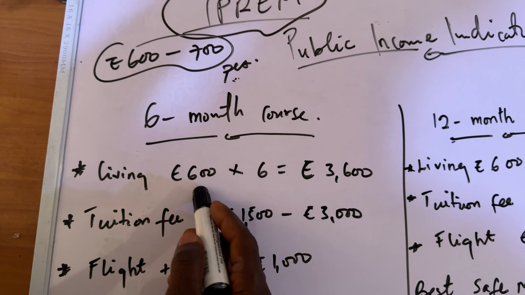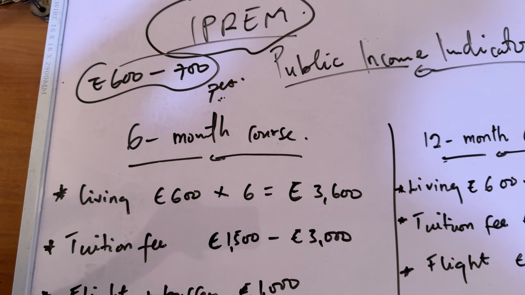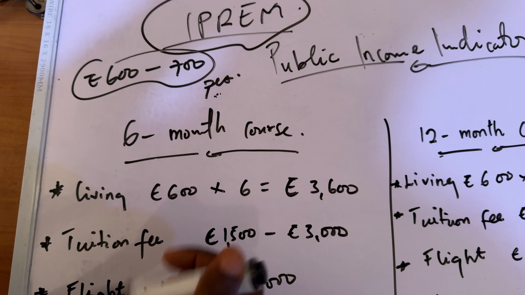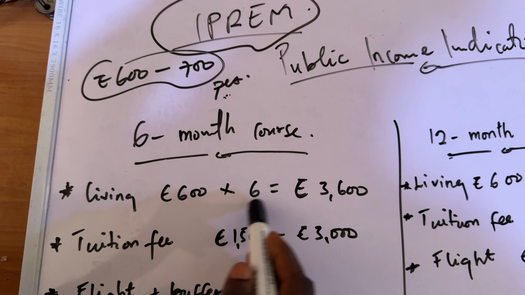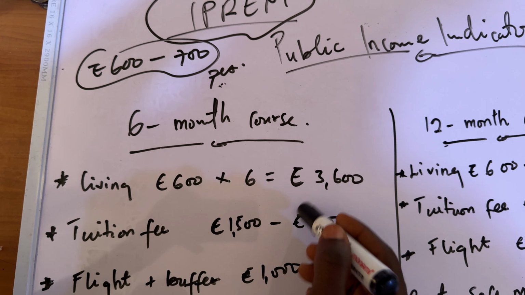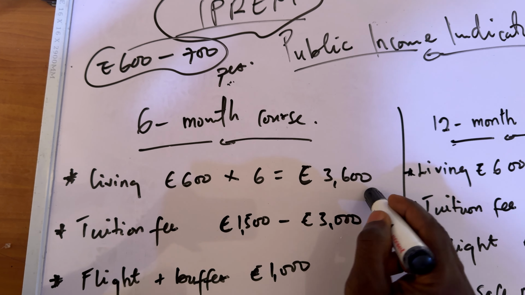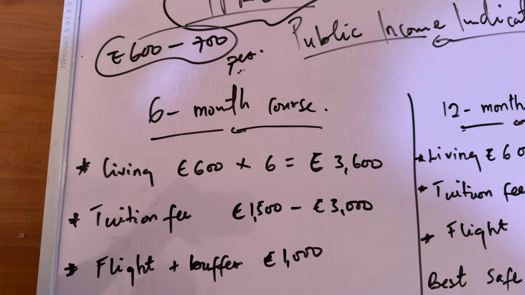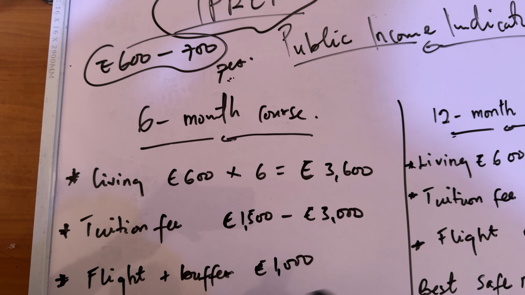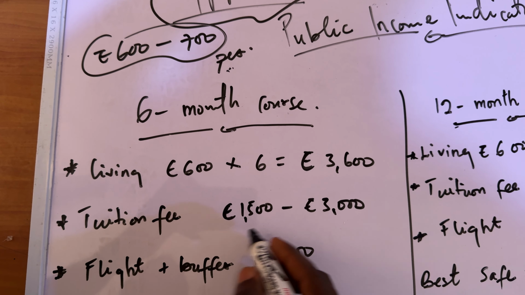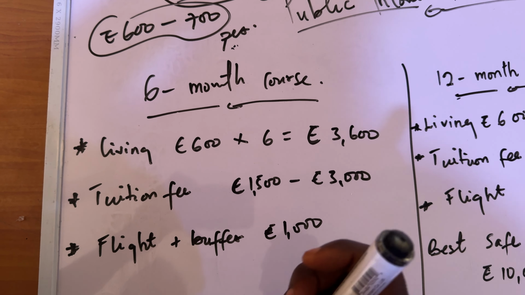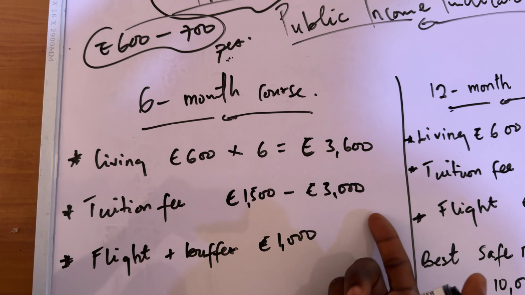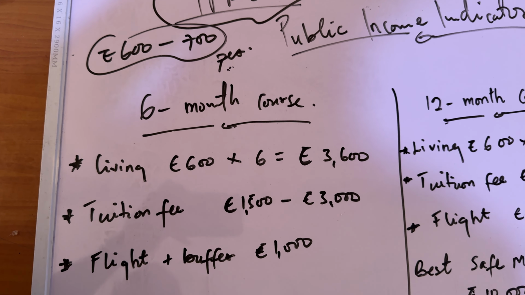Now, if your course is going to be 6 months, it means 600 multiplied by 6, and you are going to get 3,600 euros for the living expenses. So for the living expenses, what about the tuition fee? Let's say for the 6 months you are going to pay 1,500 to 3,000 euros on the tuition fee. That is your course.